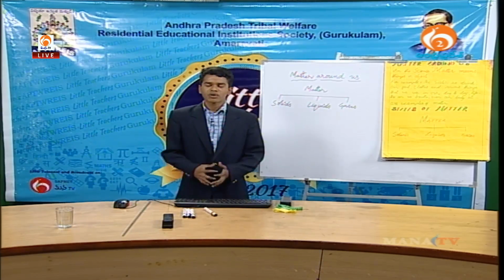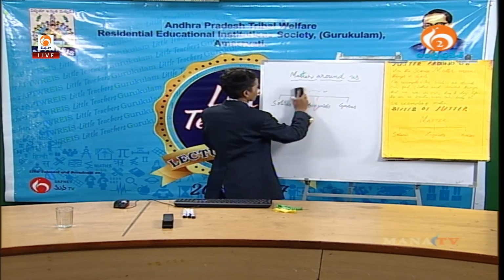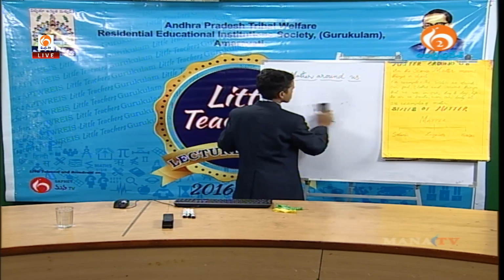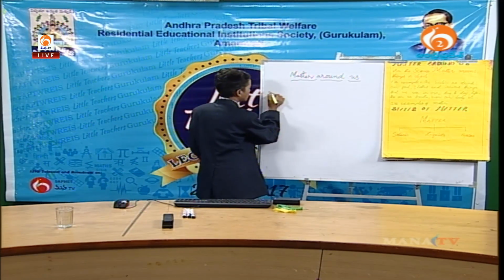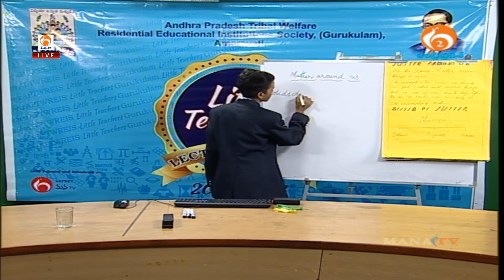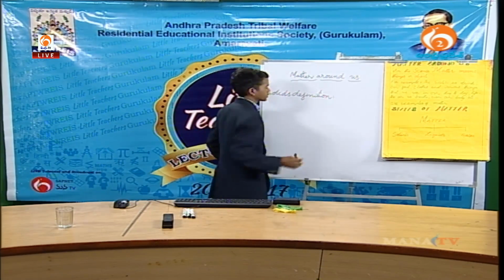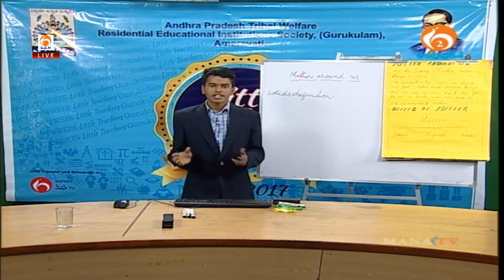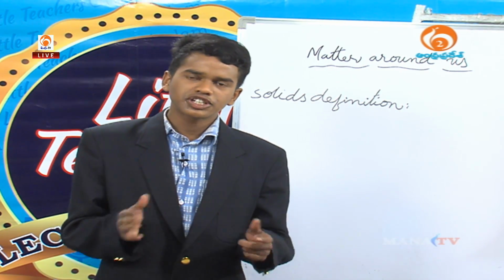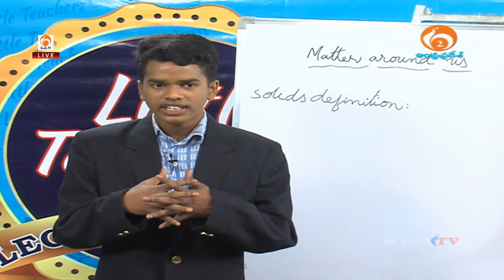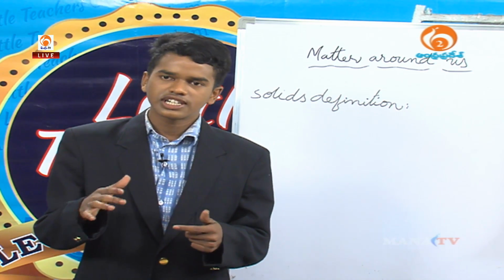Okay, now let's discuss the definition of solid. In a solid, particles are tightly packed. Solid definition: a state of matter characterized by particles arranged such that their shape and volume are relatively stable. The constituents of solids tend to be packed together much closer than the particles in liquids and gases.